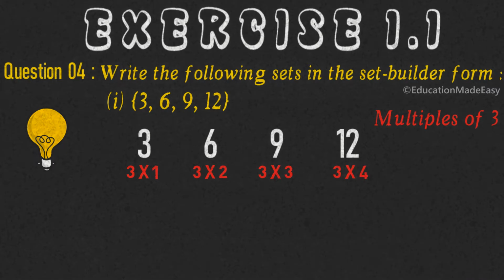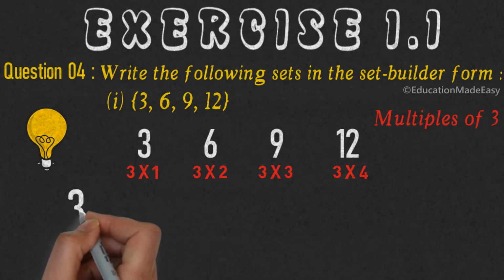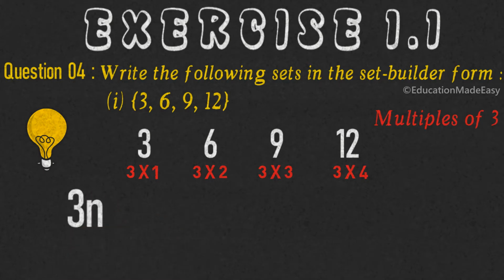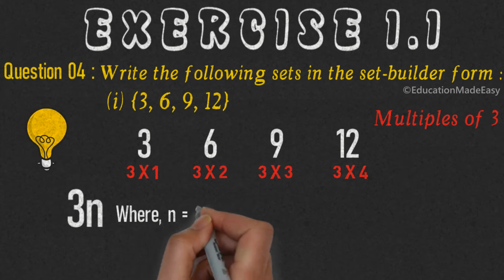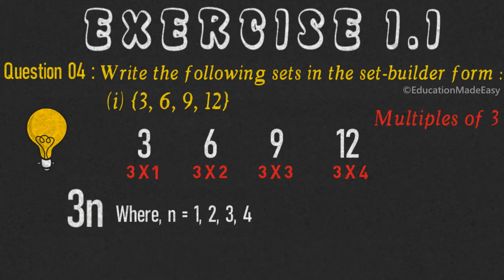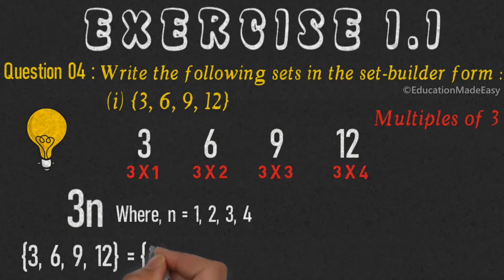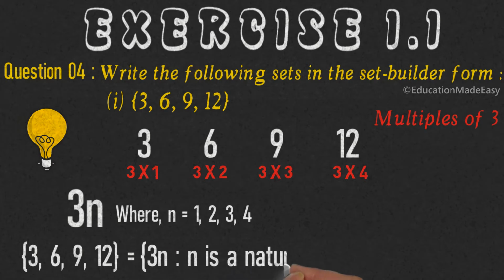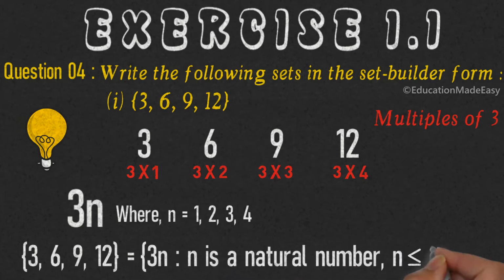So, we can represent the elements of this set using the general formula 3n, where n is equal to 1, 2, 3, 4. Therefore, we can write set of 3, 6, 9, 12 is equal to set of 3n such that n is a natural number and n is less than or equal to 4.